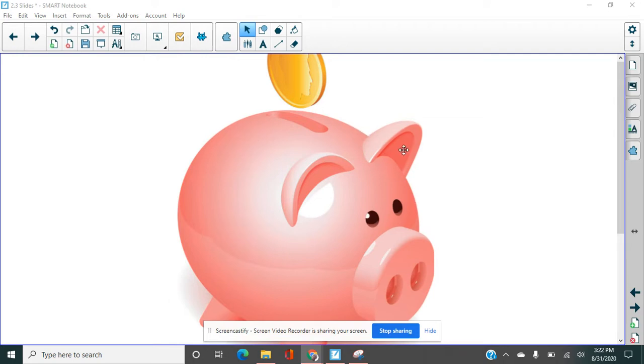A piggy bank is a place where people keep money, right? So, if you were going to use a piggy bank and save some of your money, what would you save up for? All right. Well, I hope one day you're able to save up enough to be able to get that.